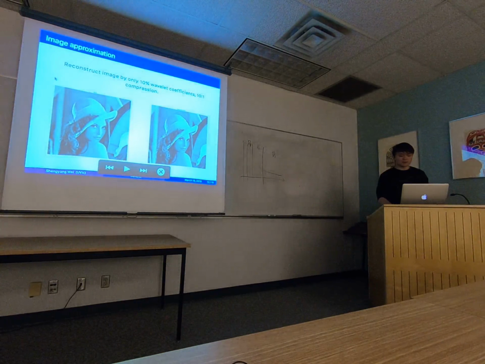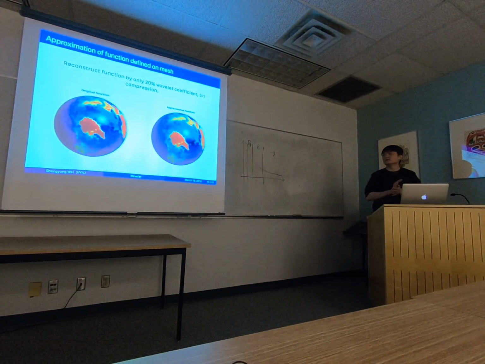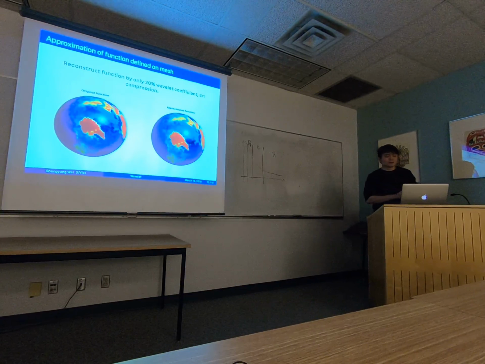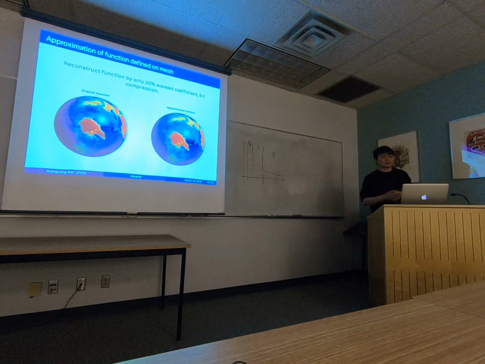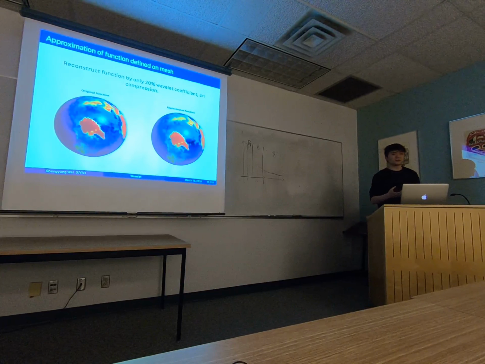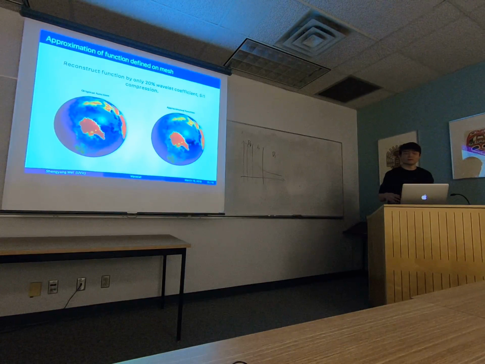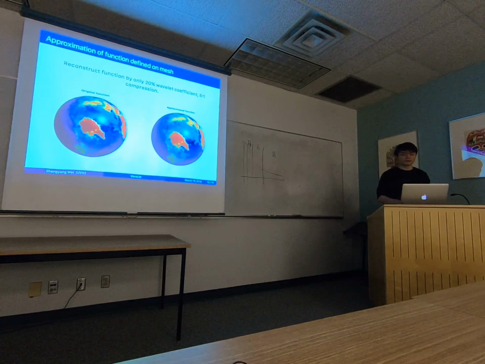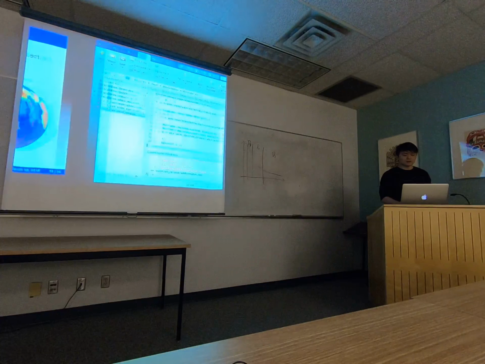Let's move to the next example. It's an approximation of a function defined on a mesh. It's a 3D wavelet transform. So we just reconstruct the function. The function is like the color information over the sphere. We reconstruct the function by using only 20% of the wavelet coefficients. We get a 5-to-1 compression. Let's see the code.